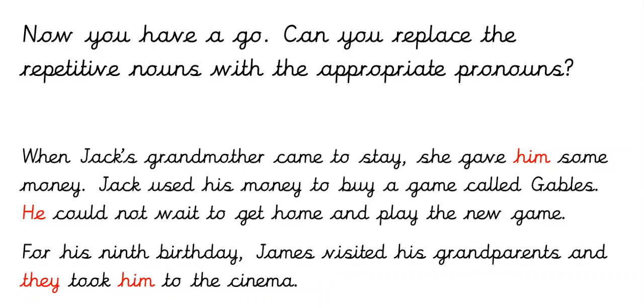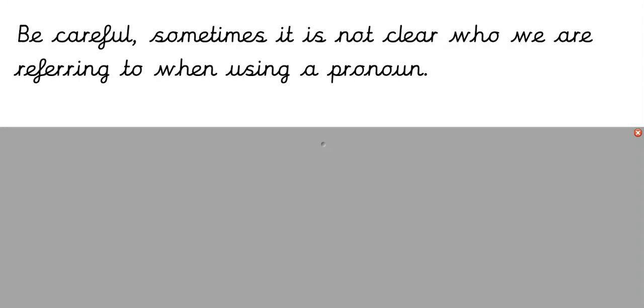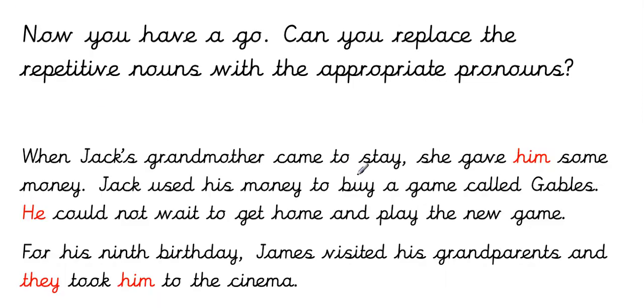Okay, we need to be careful because sometimes it is not always clear who we are referring to when we are using a pronoun. So if we just have a look here, we know here, don't we, that this him is still referring to Jack. We know that this they is referring to the grandparents.